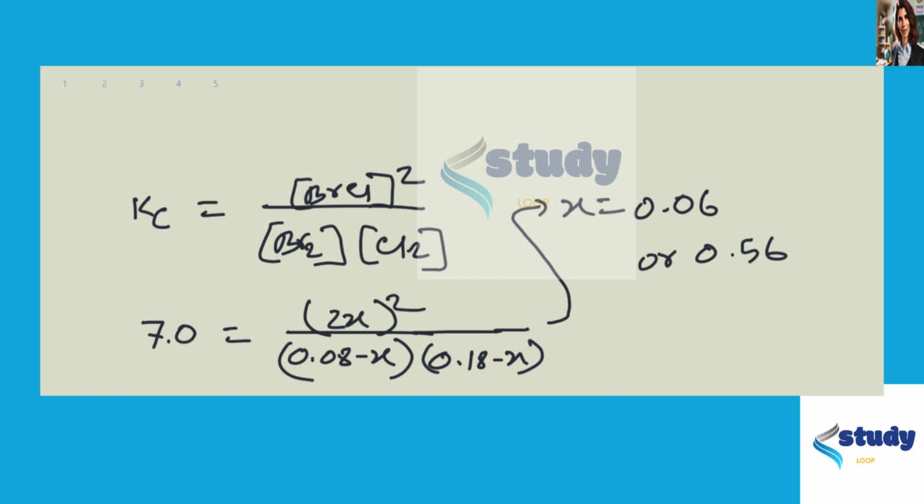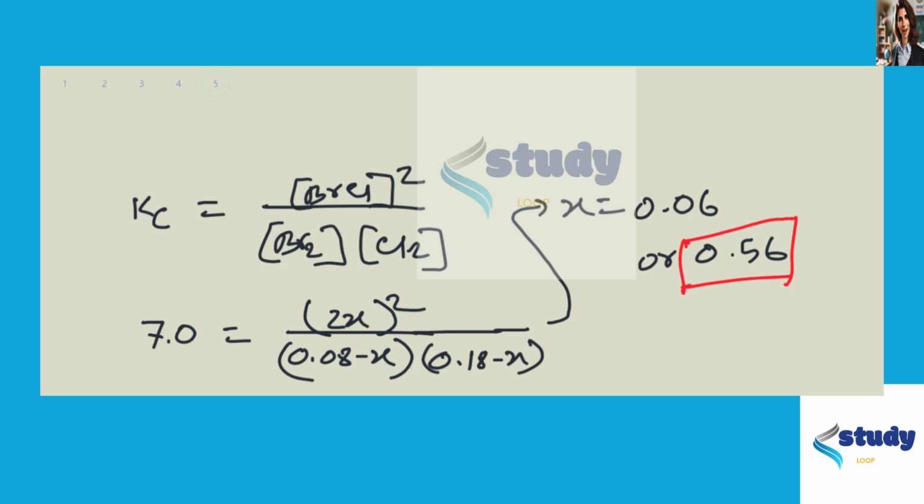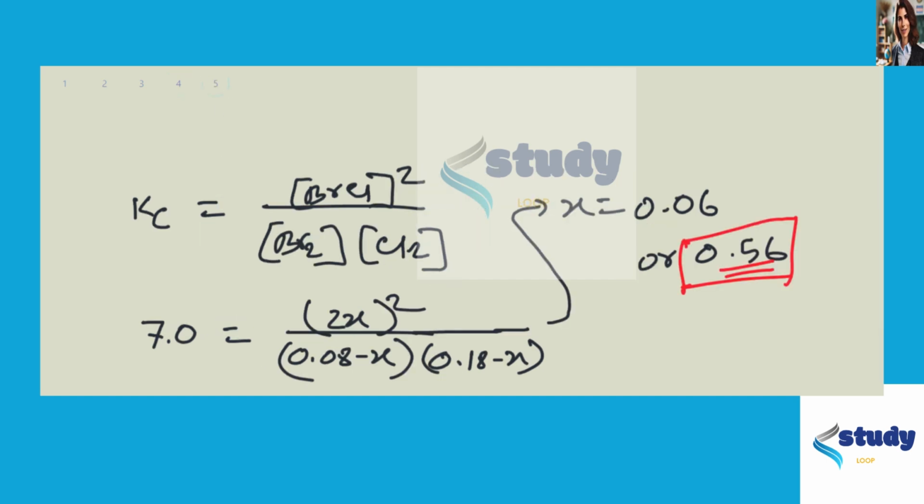However, 0.56 is not possible because x is the change in the concentration. From the ICE table you can see that x is the change in the concentration, and for bromine the initial concentration is 0.08, and for chlorine it is 0.18. So the change cannot be 0.56, which is greater than both 0.08 and 0.18. That means this is not the value of x, so the value of x is 0.06.